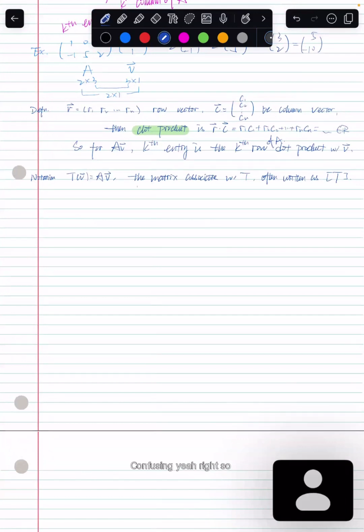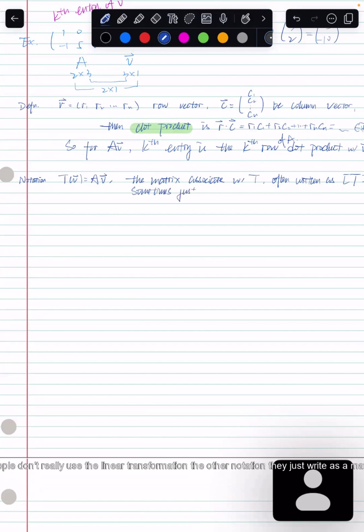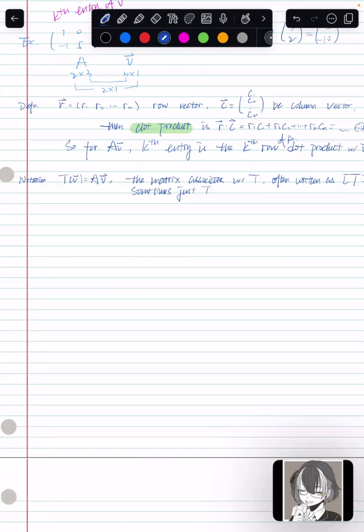Oh, that's confusing. So if you have this notation, does that mean that people don't really use the linear transformation notation? They just write it as a matrix multiplication? Yes. Okay.